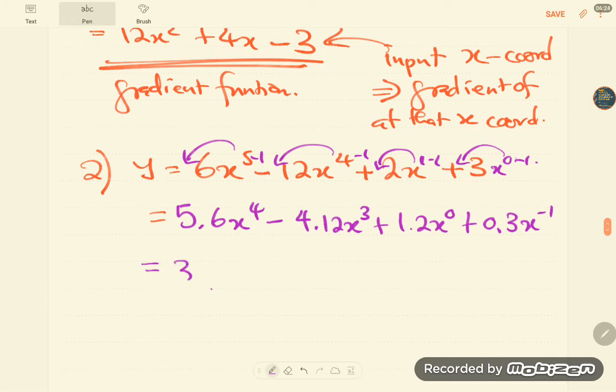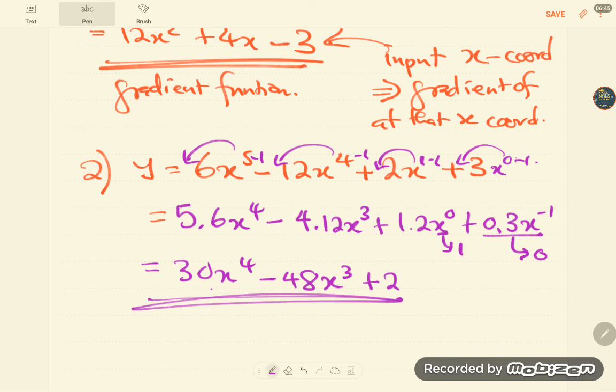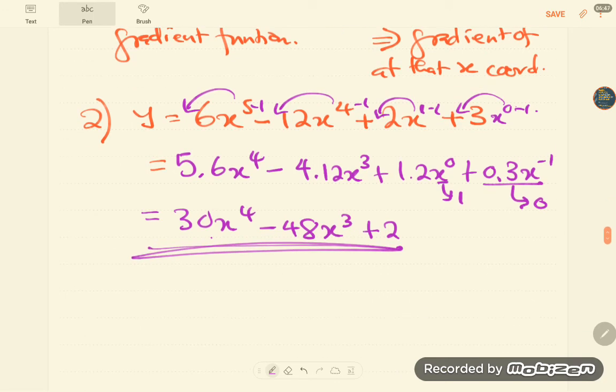And the final answer is going to be 30 x to the 4 minus 48 x to the 3 plus 2. Well, we won't even write the x because it's x to the 0. And the other one, this is going to be equal to 1. And this, as a whole, is going to be equal to 0. So this is going to be our solution. I don't know if you have any questions.